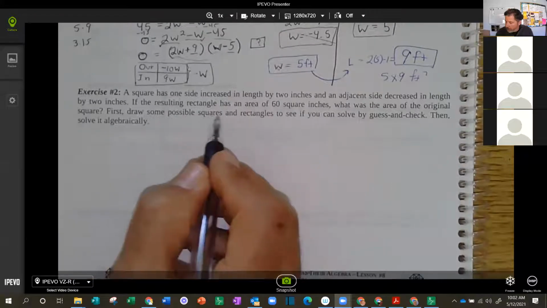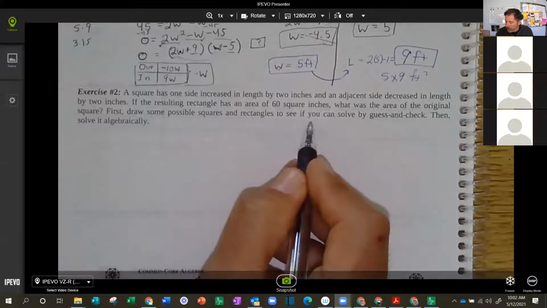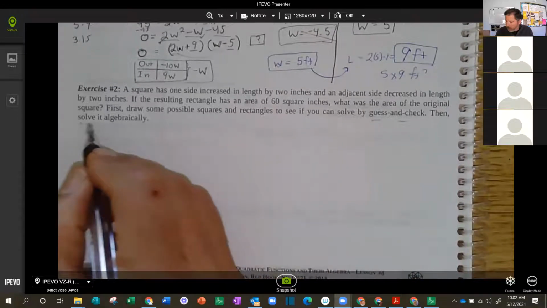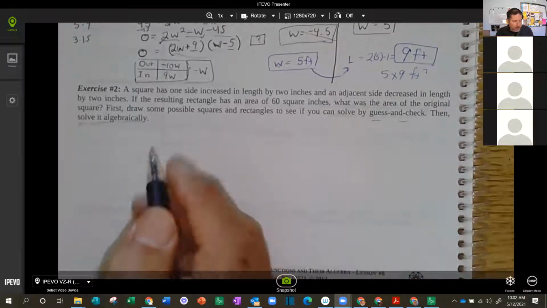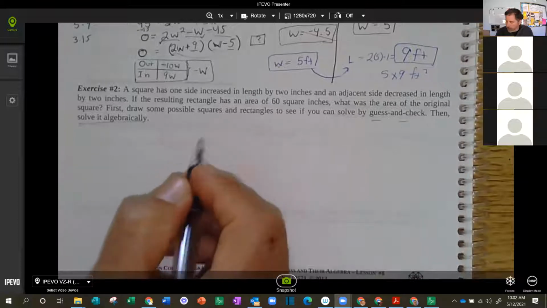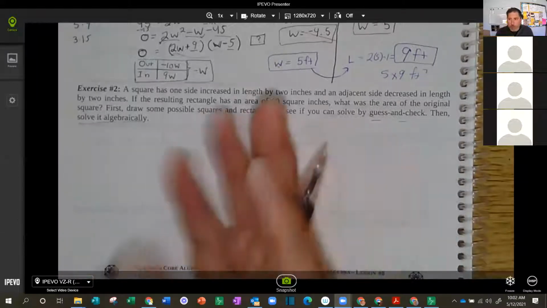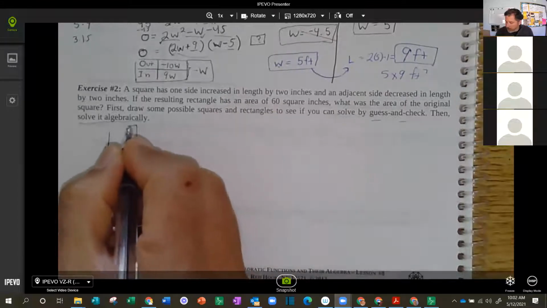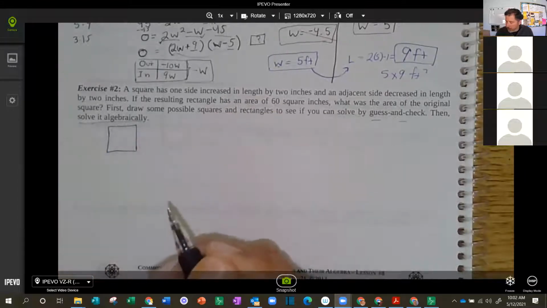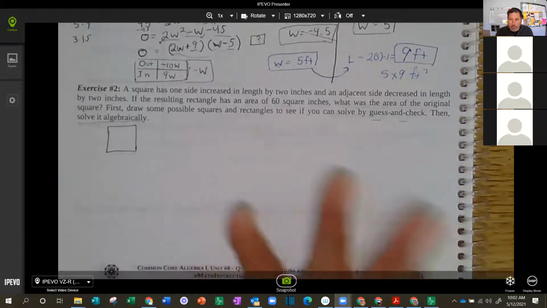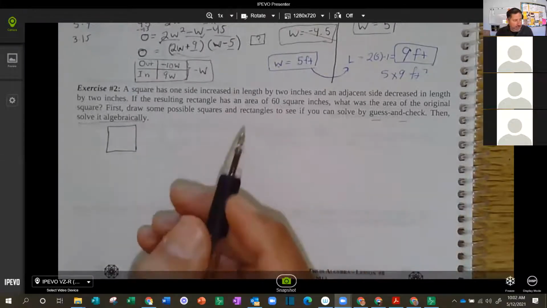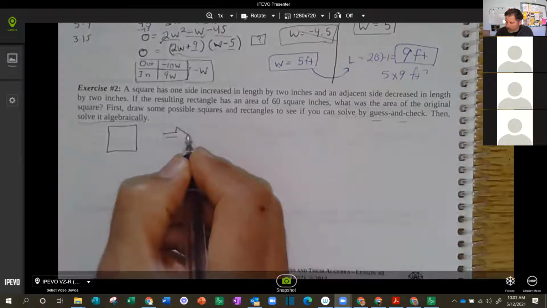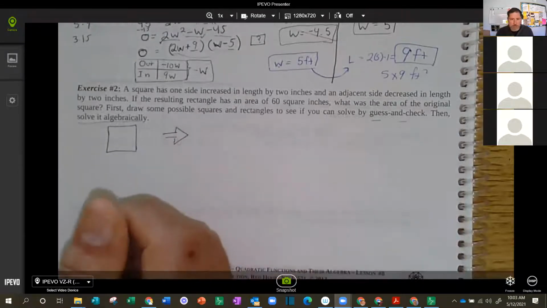First, draw some possible squares and rectangles to see if you can solve by guess and check, and then solve it algebraically. Can someone throw in a guess, I don't know, 1 through 20, what they think the length of one of the sides of the square could possibly be? That if you add 1 and subtract 1, it will have an area of 60. What would the original square be? Any guesses?